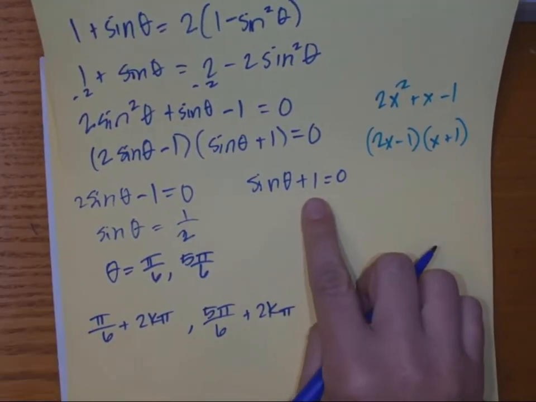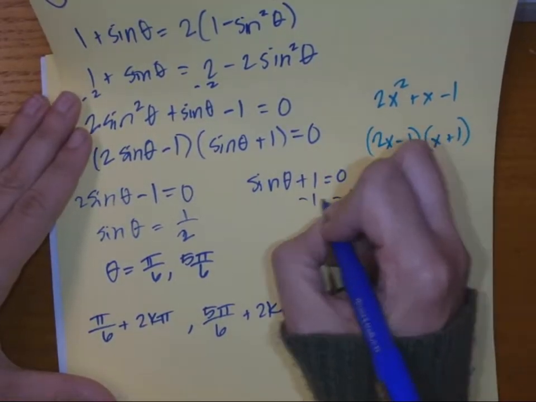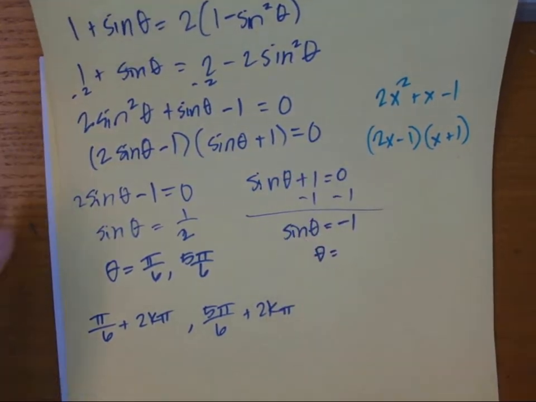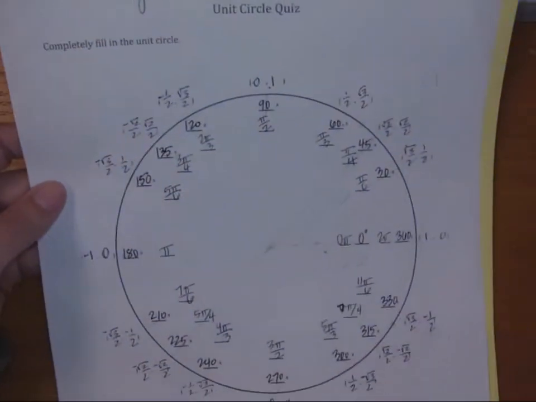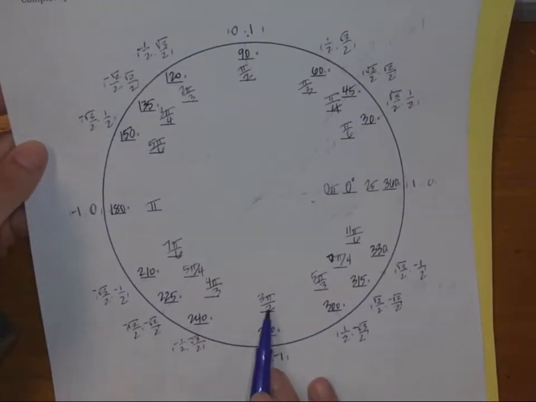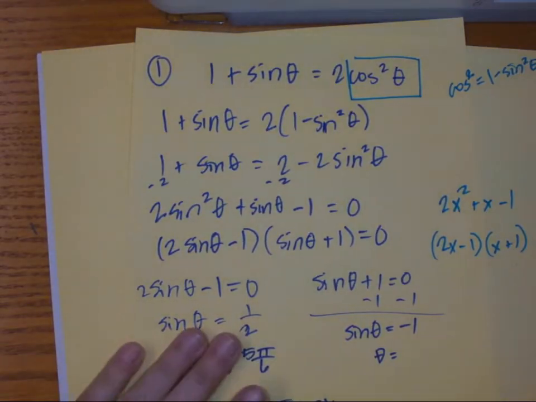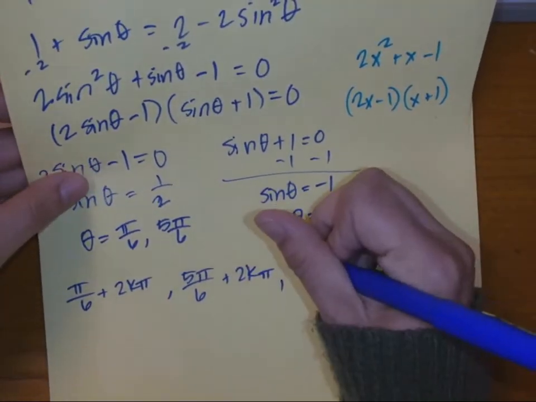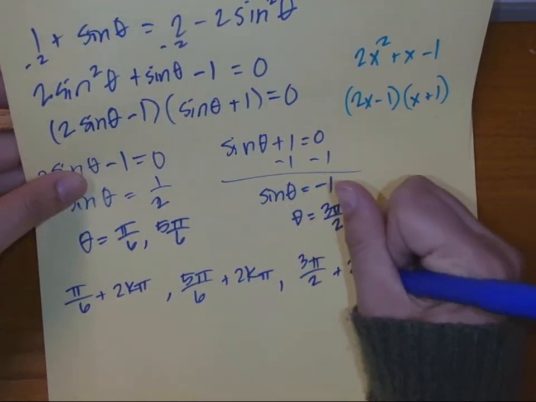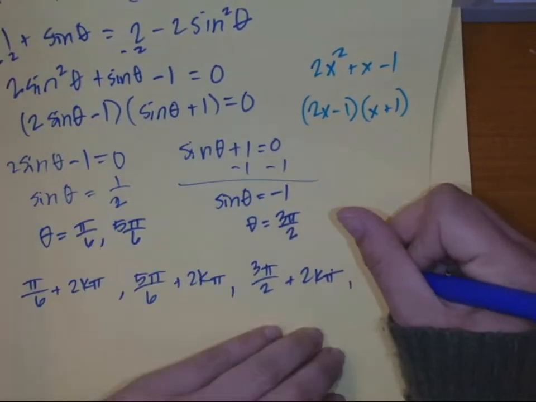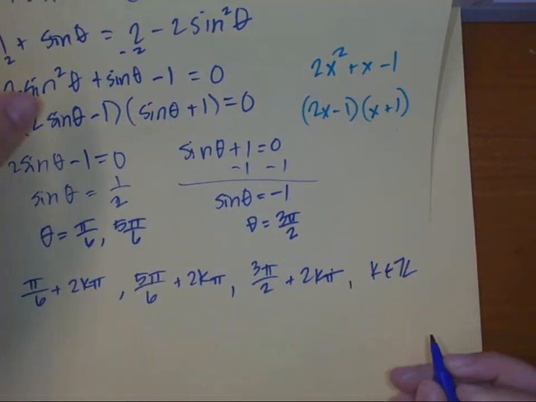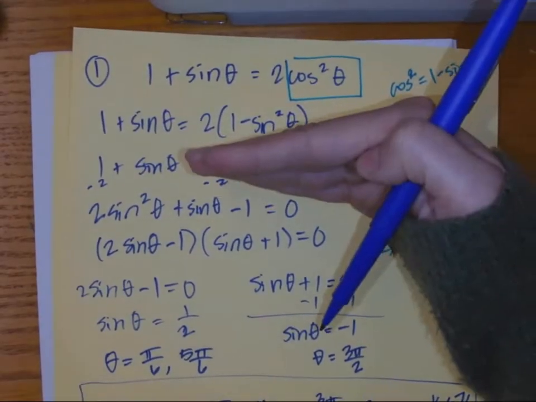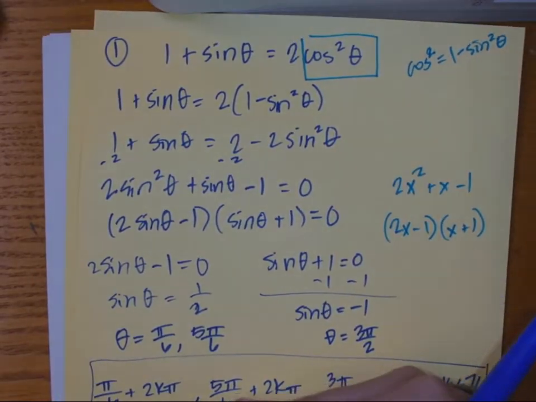For this one, subtract 1 from both sides, and I get sine of theta equals negative 1. Where does my y value equal negative 1? Well, there is only one spot on your unit circle where the y value equals negative 1, and that's at 3 pi over 2. So theta is 3 pi over 2, and that's my other answer, 3 pi over 2 plus 2k pi, and just a reminder, k is an integer. And that's my answers. Okay, so from this point down was all old stuff from the previous section.